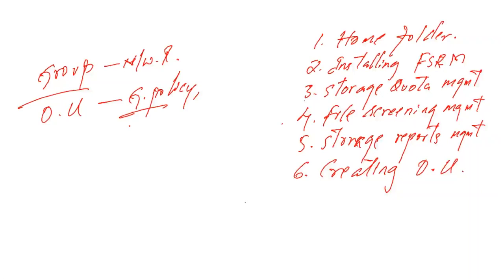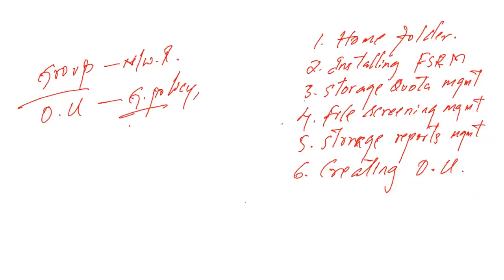But remember one thing, one user can be a member of multiple groups, but one user cannot be a member of multiple OUs. One user should be a member of only one OU. We cannot say that Sam has to work in the sales OU and the marketing OU also, right? It's not possible. When I'm creating, I will show you how to check whether one user can be a member of multiple OUs or not. It's not possible.